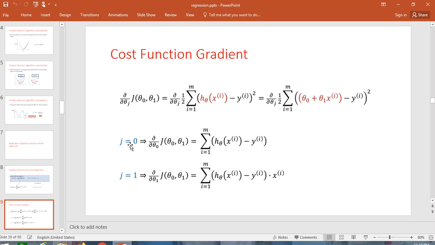We know that sigma in mathematics means a sum. In differential mathematics, the sum of several terms is equal to the sum of the differentials of the terms. We do the same here. Now we again consider j as 1 in the last line here, you can see, and consider the partial differential with respect to theta 1.